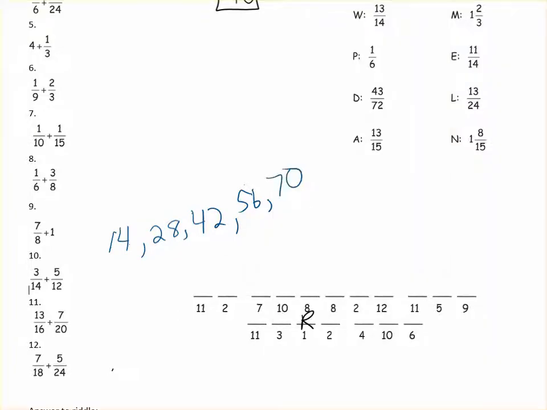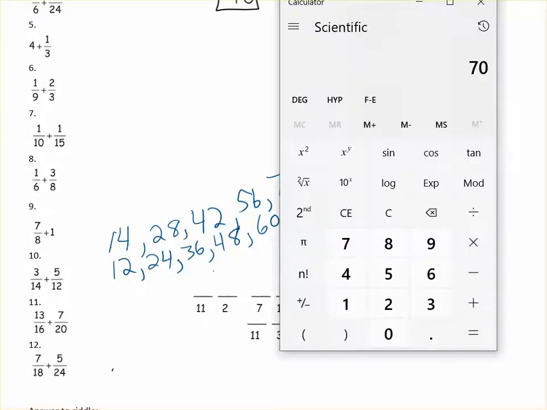Now I'll do some of the 12s. 12 times 1 is 12, 12 times 2 is 24, 12 times 3 is 36, 12 times 4 is 48, 12 times 5 is 60. So far I don't have a common multiple, so I'd have to keep going. 12 times 6, 12 times 7 is 84, I think. Yep.